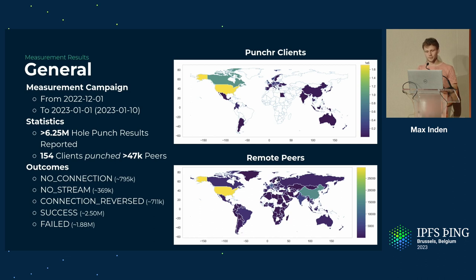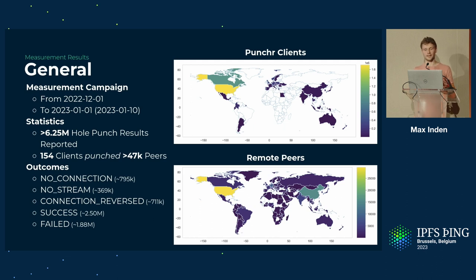A couple more things. It roughly went for a month. We have above 6 million hole punches. We have roughly 150 clients, those clients that run in people's networks, where we asked, hey, can you please deploy this client in your network for a longer period of time? And we're roughly talking about 50K peers that we punched to. All right, so the overall success rate, to summarize in one number, is roughly 70%. So 70% success rate to establish a direct connection between two peers behind firewalls or NATs on the IPFS network.